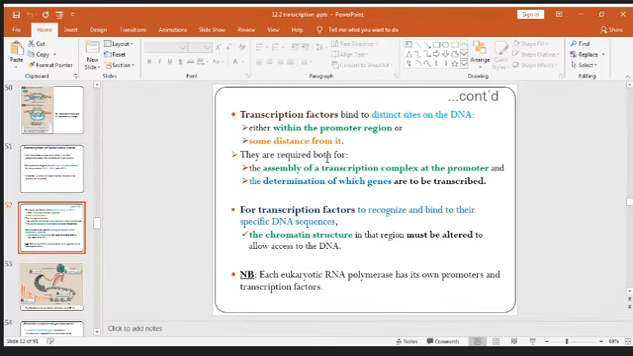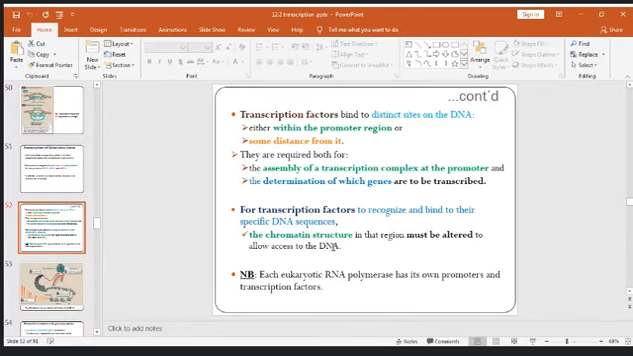And they are required, first, for the assembly of the transcription complex at the promoter region, that means transcription bubble formation. The other is the determination of which genes are to be transcribed, or the identification of the promoter regions of the genes from the DNA parental strand. So for the transcription factors to recognize and bind to the specific DNA sequences, those additional protein factors are required. Besides that, the chromatin structure in the region must be altered to allow access to the DNA.